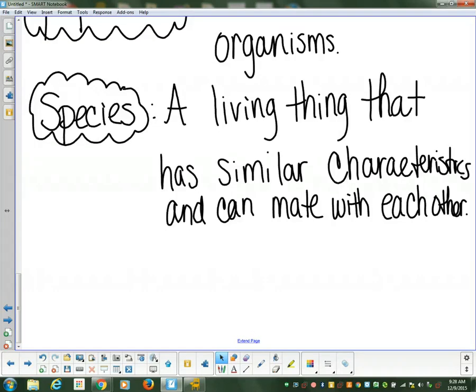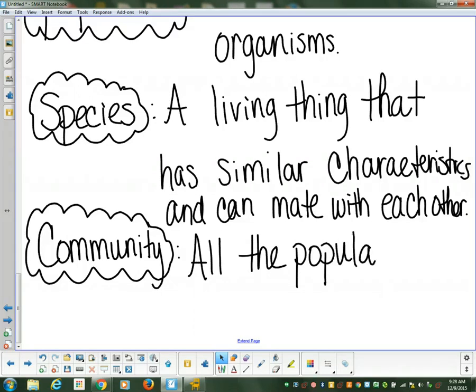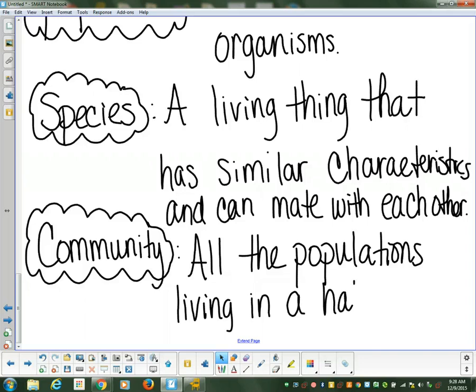Next one is a community. A community now is going to be all the populations living in a habitat. So now what we're doing is taking into account all the living populations, putting them together, and calling that a community.